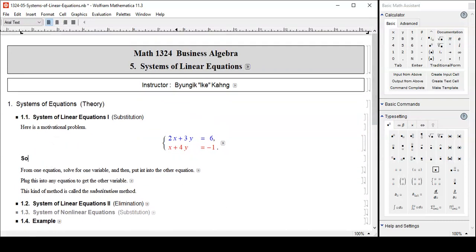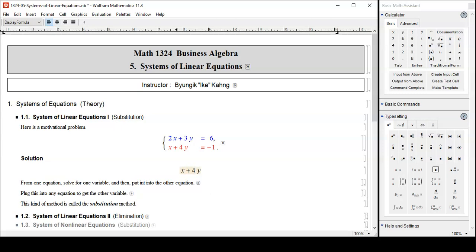How do you do that? We're going to consider two types of methods. One is the substitution method, which we're going to study right now. And the other method is the elimination method, which we will study in a separate video. So how does the substitution work? Pick an equation, solve for one variable, and substitute it into the other equation. So which equation and which variable shall I select? I'm going to select the second equation and solve for x.